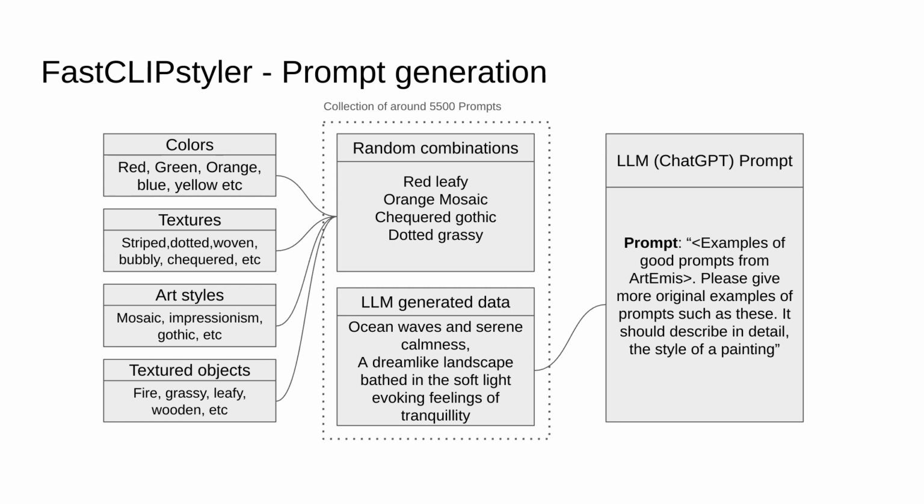We also take advantage of LLMs to create even more data. We give the LLM, in our case ChatGPT, examples of good style prompts taken from the Artemis dataset and ask it to provide us with even more examples similar to that. Using this strategy, we create a collection of around 5,500 text prompts that we use for training the model.